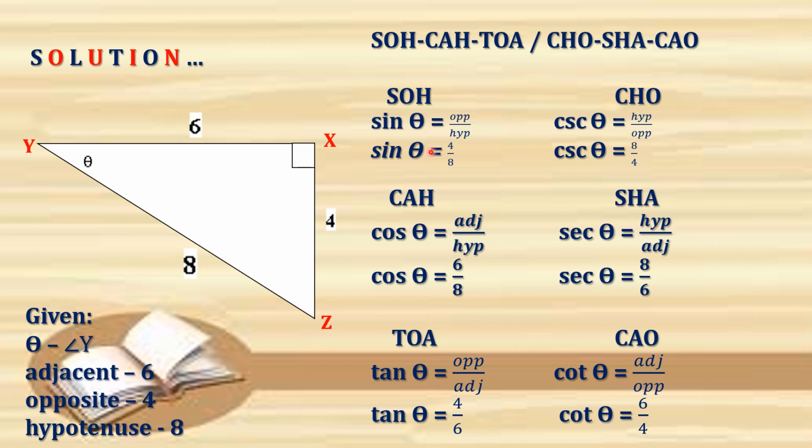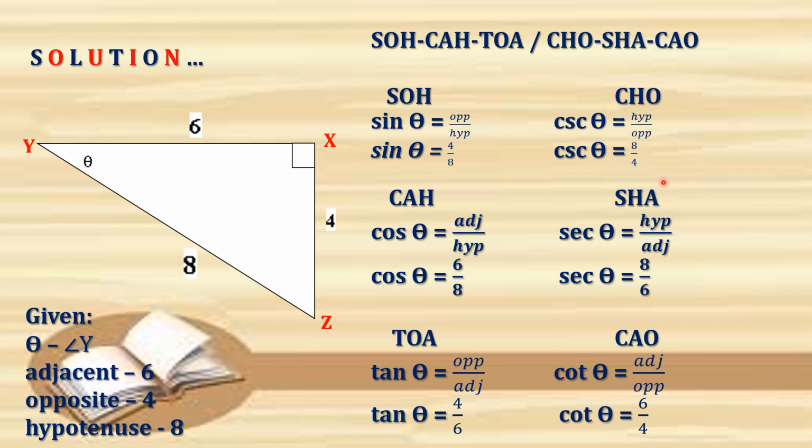Okay, considering these three basic ratios, let's now proceed to the reciprocal ratios. So we have CHO-SHA-CAO. We're going to apply this. So what do you mean by CHO? CHO means cosecant theta is equal to the hypotenuse over opposite. Remember, that is the reciprocal of sine, which is the opposite over hypotenuse. So we have here hypotenuse over opposite. So our hypotenuse measures 8, while the opposite side measures 4. That's why we have here 8 over 4.